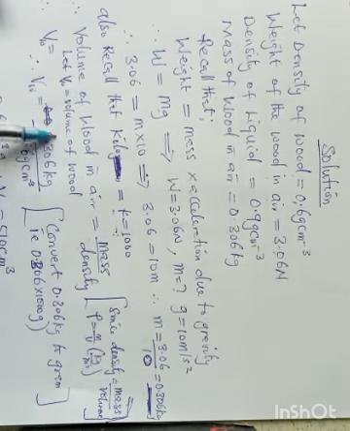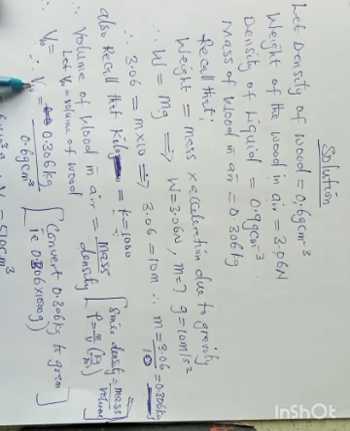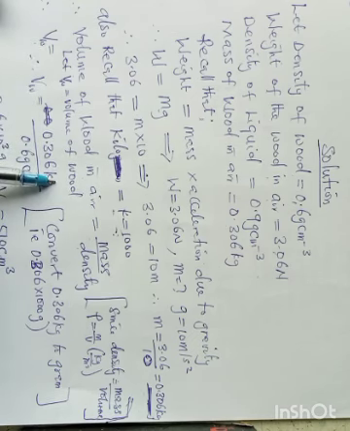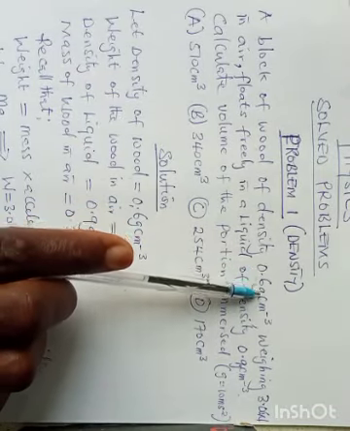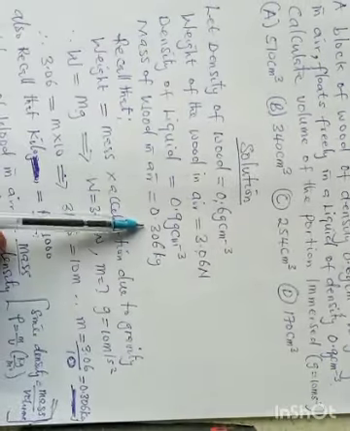Now let's consider this place again. VW is equal to the mass of the wood in air, all over the density of the wood in air. This is the density of the wood in air, and this is the mass in air.